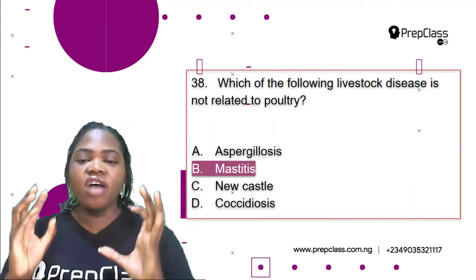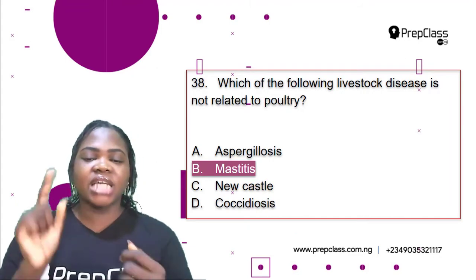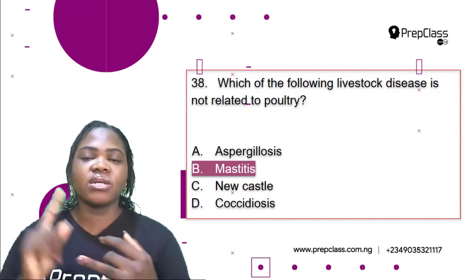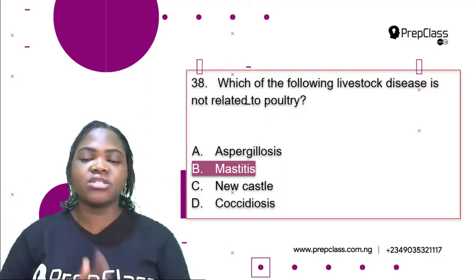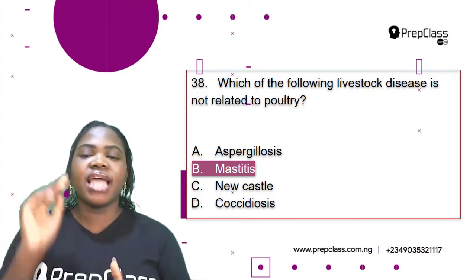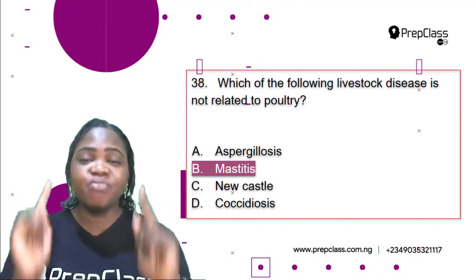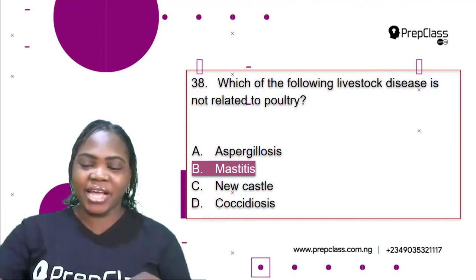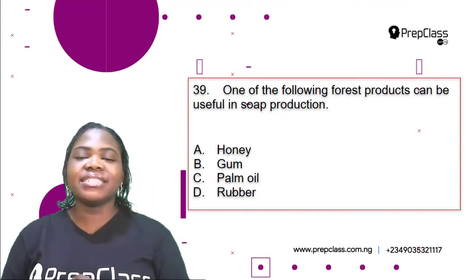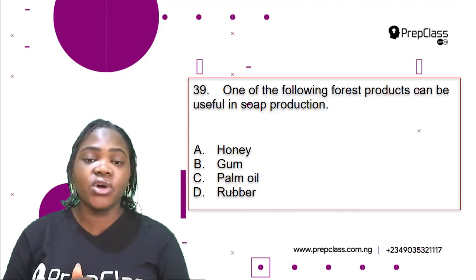So all of these are related to poultry except mastitis. So aspergillosis, Newcastle, and coccidiosis are all related to poultry, but mastitis is not related to poultry. So the answer for which of the following livestock is not related to poultry is B. Mastitis. Check.